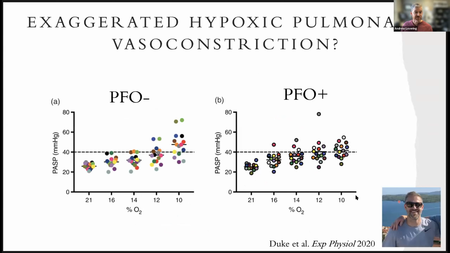So here's the picture of JJ I was looking for earlier. Here we have subjects without a PFO, subjects with a PFO. JJ had these individuals breathe 21%, 16, 14, 12, and 10% oxygen for up to 30 minutes. You can see a progressive increase in pulmonary artery systolic pressure in both PFO negative and PFO positive subjects, but no significant differences in the pulmonary pressure responses, save maybe for this individual here who might actually be a HAPE susceptible person, although we don't know that.